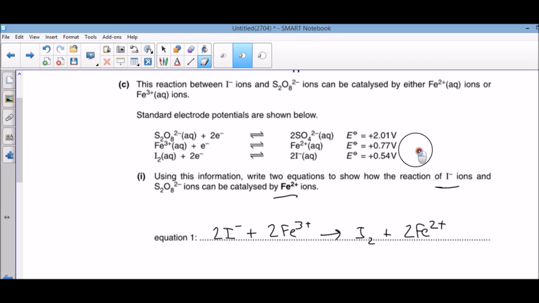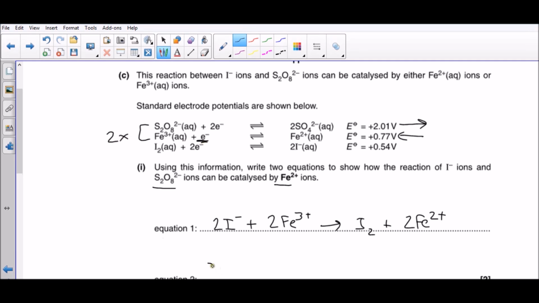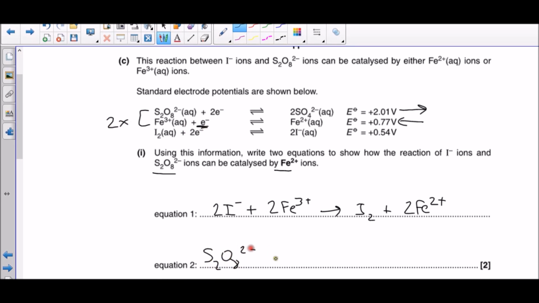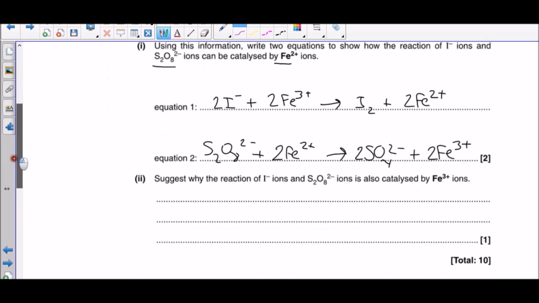For the second equation, we're going to do these two ions, so that's these 2 equations. This one's going to go forwards, this one's going to go backwards. Again, we're going to multiply this one by 2, and that's going to give us, and of course it's 1 mark for each correct equation.